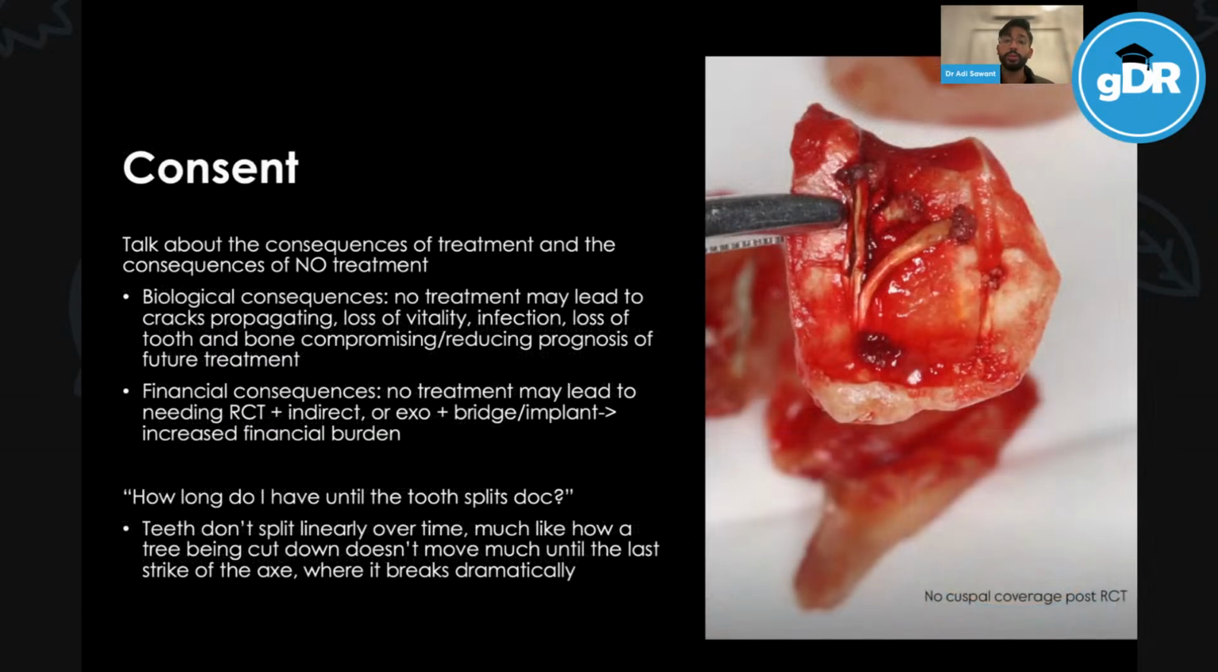Consent's very important as well. And consent involves telling them what's going to happen if they don't get treatment, right? Even though these look like enoki mushrooms, they're actually GP points from an extracted tooth that didn't have cuspal coverage after root canal. So you want to be educating them of the biological consequences, but also the financial, right? So this patient now has had an extraction, they opted for a socket graft, and they're going to get an implant. And those costs add up a lot more than simply a ceramic after a root canal.